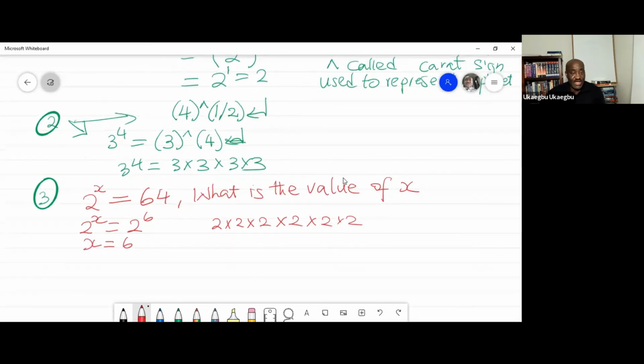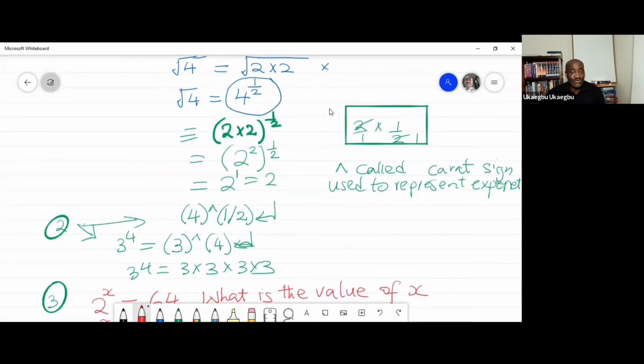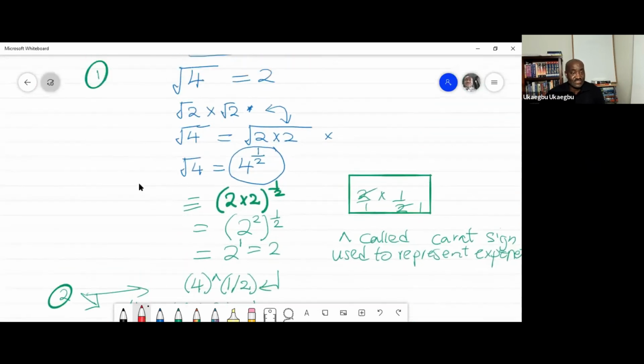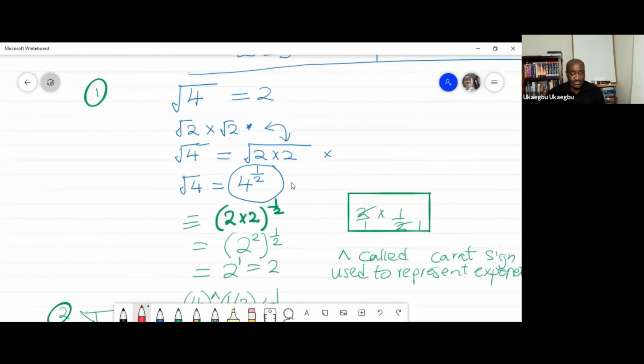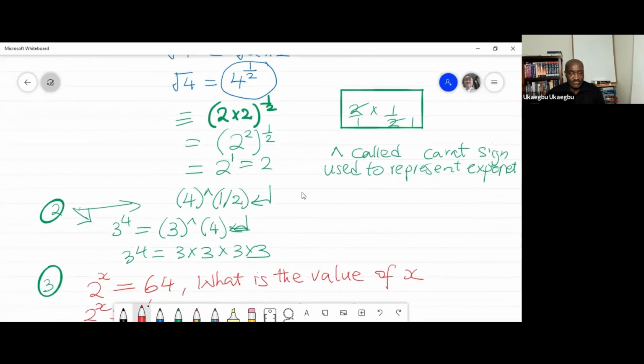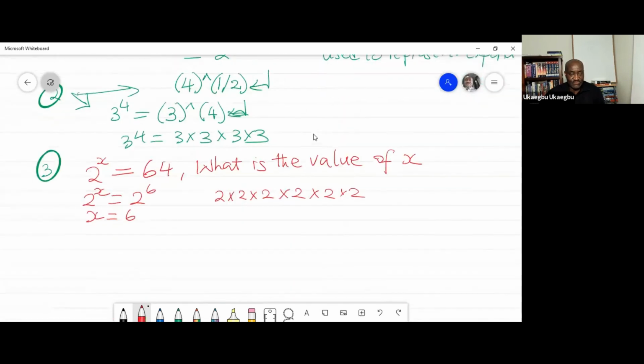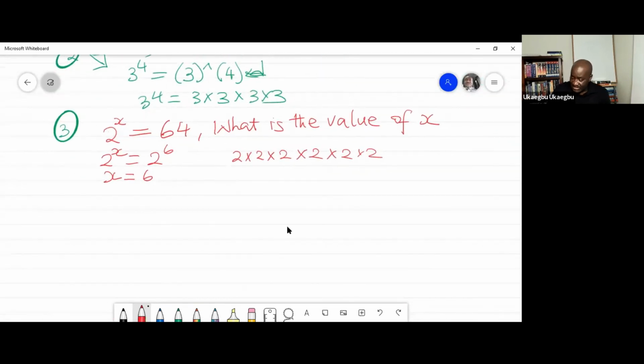Now I'm going to give you another example that looks like this one. Then we bring up another theorem. Example 4: 27 raised to power 1 over 3. The question is, evaluate.